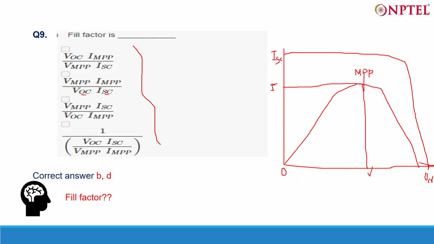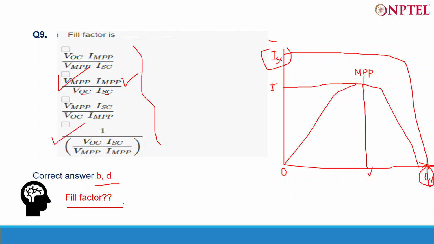So fill factor is basically the ratio of the current at maximum power point multiplied by the voltage at maximum power point, which gives the maximum power, to the theoretical maximum power that can be obtained from a solar cell, that is VOC multiplied by short circuit current. So this fill factor formula is correct. And you see option D. Option D is basically the inverse of this formula, so this option is also correct. Now you have got a fair idea what a fill factor is.